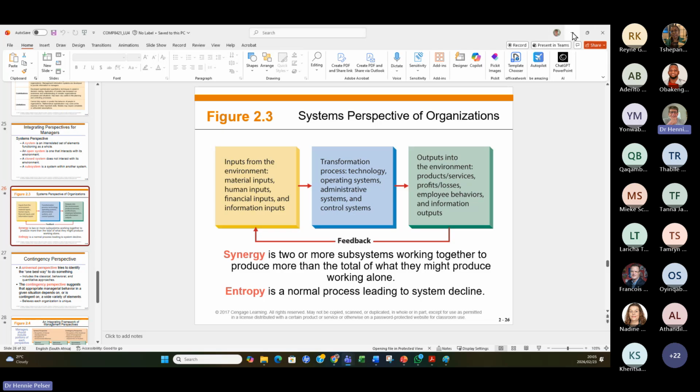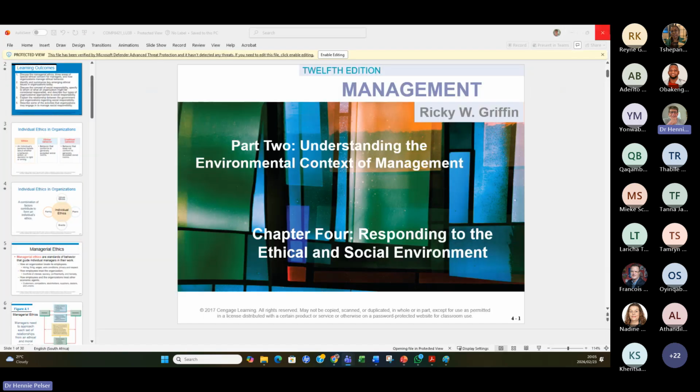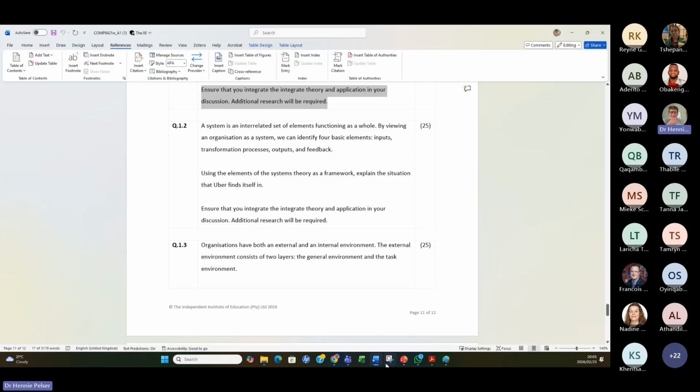Okay, so the second question is on the systems theory. Apologies for that. There it is. Any questions, any comments, any concerns about that one?